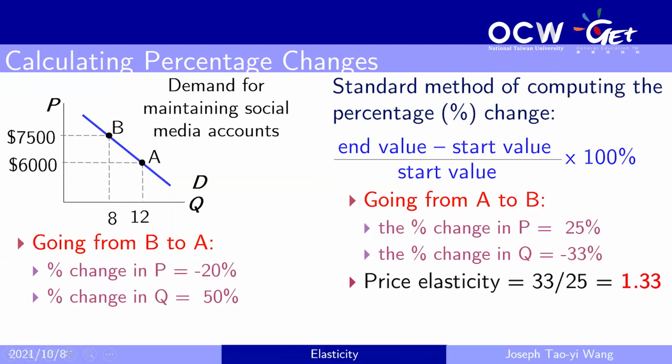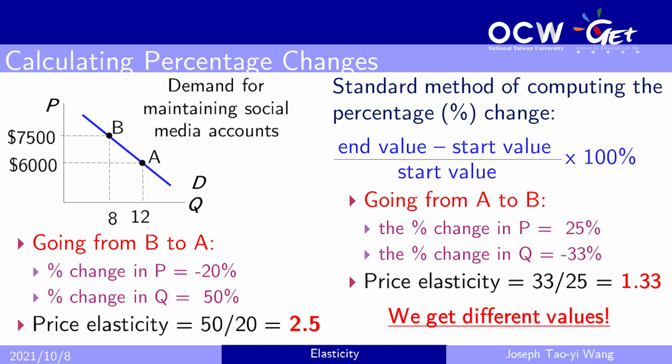And so you get a different price elasticity if you go from A to B, which is 1.33, versus from B to A, which is 2.5. That's a little bit problematic. And this happens because you use different start values. And when the end value and the start value vary a lot, then you could have this problem.